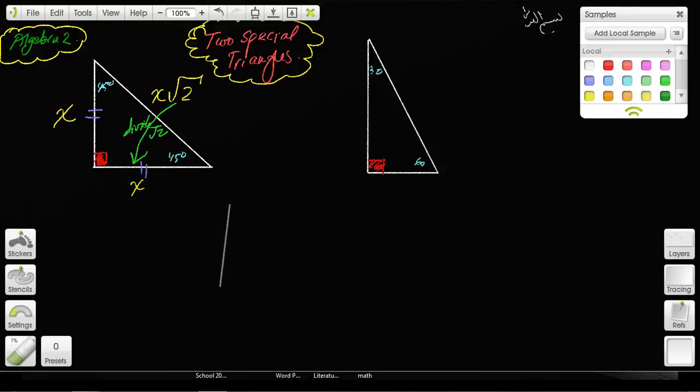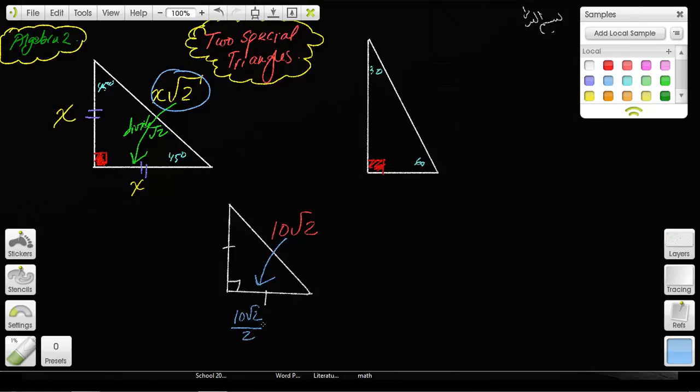So if you are given, for example, a 45-45-90 triangle like over here, let's say this side is 10 square root of 2. To get from this side to this side, we have to divide the hypotenuse by square root of 2. So this side would be 10 square root of 2 divided by square root of 2. I made this easy, of course, and this side would be 10. And this side would also be 10.